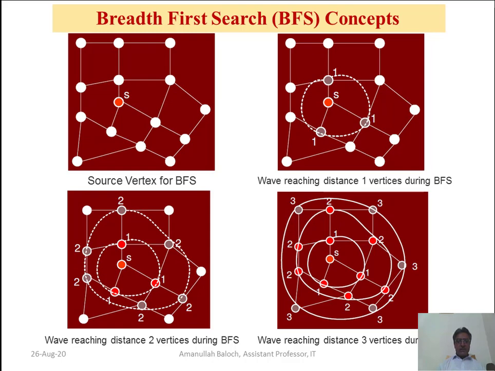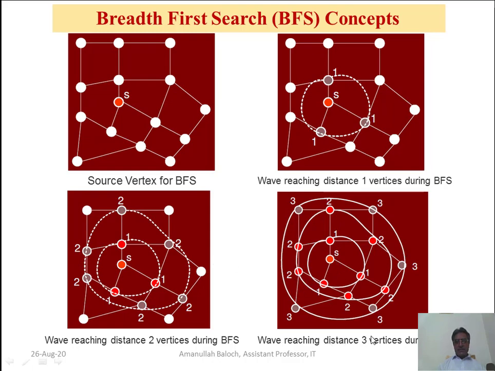So these are the waves. This is called wave reaching distance 1. This wave reaches at distance 1, and then vertices during BFS. The second wave reaches distance 2, vertices during breadth passage. The waves after here pass to the second level depth, and the waves which started from here reach first here and then at this depth. And similarly the waves reach at depth 3.